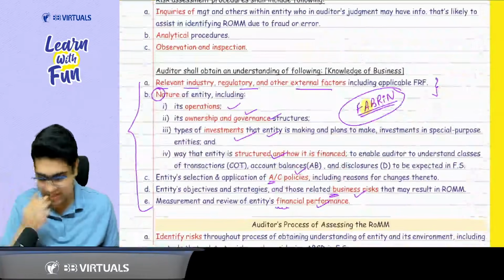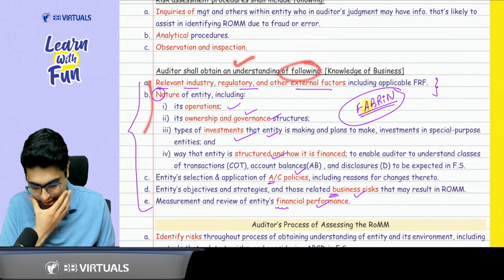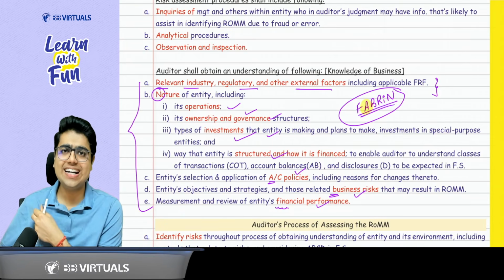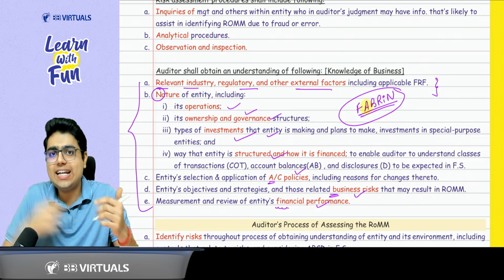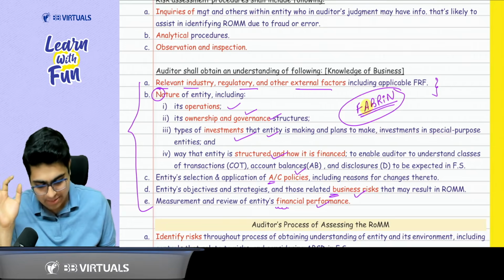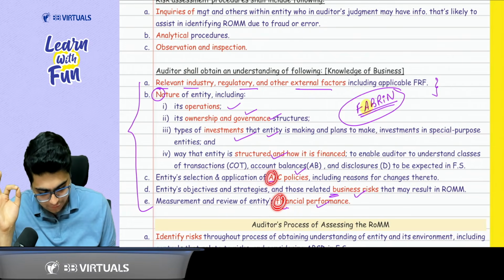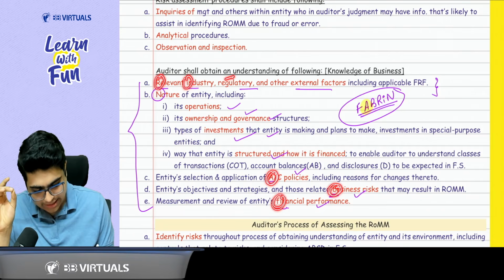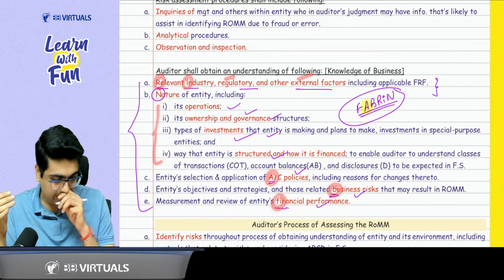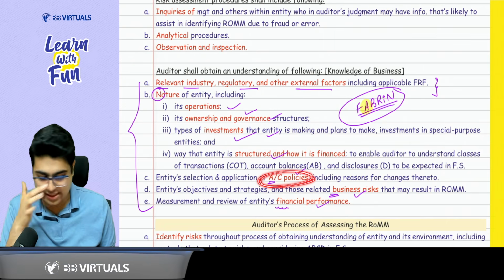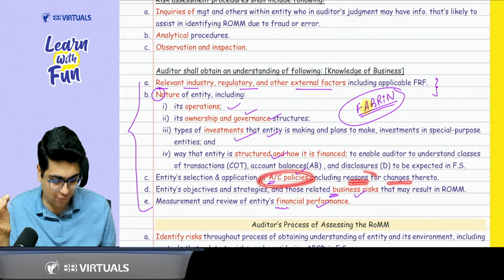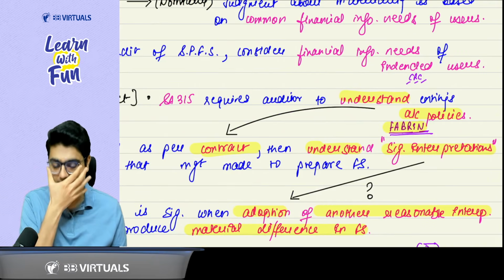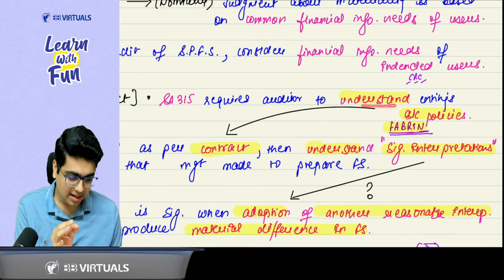Now come to this topic where we discuss that auditor will obtain an understanding of the following. These points we covered. So I told you whenever we go to buy the clothes, we consider the fabric. We take an understanding of the fabric. So when you are auditing the entity, you will understand the FABRIN. FABRIN means F for financial performance, A for accounting policy, B for business risk, RI for relevant industry, regulatory and other external factors, and N for nature of the entity. So definitely you need to understand the accounting policies, whether they are appropriate, and if there are any changes, what are the reasons for changes. This is the same thing that I am discussing here. This SA 315 requires you to understand accounting policy.